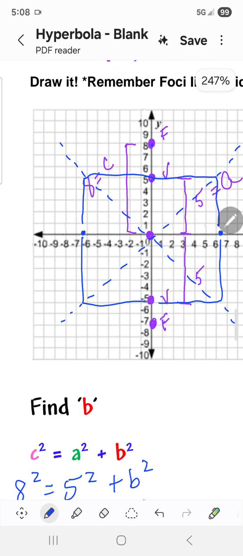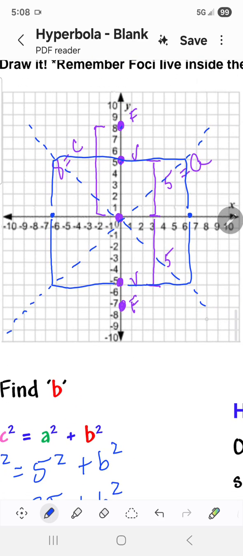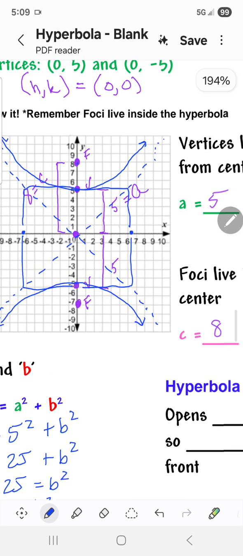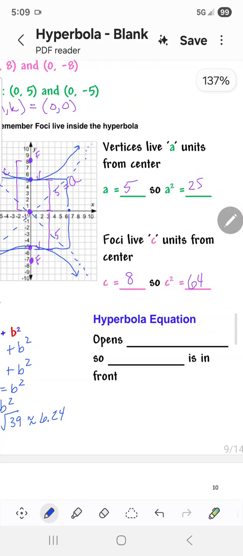Now from here, I can actually finish the drawing because I can draw the curve of the hyperbola. So from the vertex, I'm going to curve out to those asymptotes. Don't touch them. And again, curve out to those asymptotes. There we go. We can see from the picture that the hyperbola opens up and down.